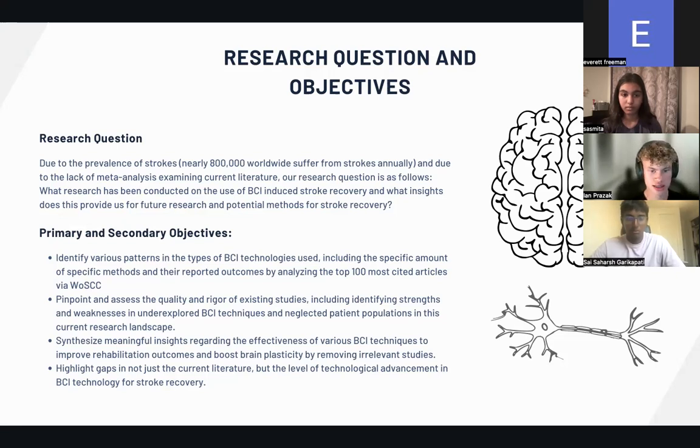Also, we wish to synthesize and conclude meaningful insights about the effectiveness of certain BCI techniques in order to improve rehabilitation outcomes and to boost brain neuroplasticity by removing irrelevant studies. So, by doing this overall, we hope to trim and define the most relevant and the most practical means of using BCI technology for stroke recovery. And additionally, one more thing are particular gaps not just within the current literature, but technological advancement globally within BCI technology for stroke recovery.